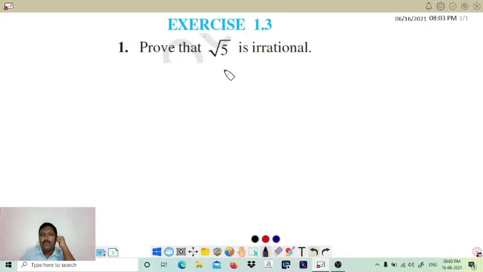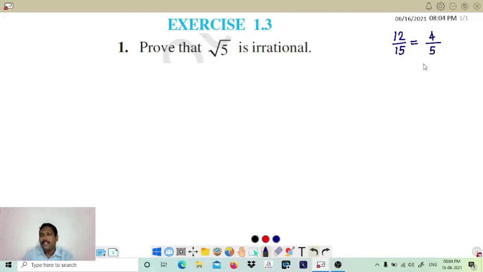Before proving this, we have to understand what coprime is. Coprime means, see, I'm writing here 12 divided by 15, which is not in the simplest form. When we divide both numbers by 3, we get 4 divided by 5. Now this is in the simplest form, that is, the lowest form.